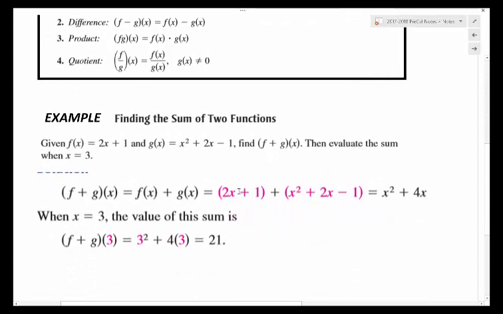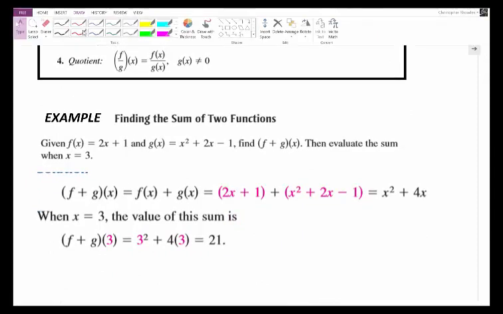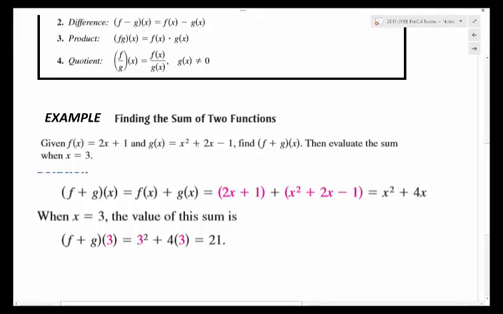So, if I add them, then I basically have the first one here, 2x plus 1. The second one here, x squared plus 2x minus 1. All I'm doing is I'm adding the two functions. So by adding the two functions, I just combine like terms. This is the easiest of the operations. So x squared doesn't have any like terms, it becomes x squared. 2x plus 2x is 4x. Positive 1 minus 1 is 0.